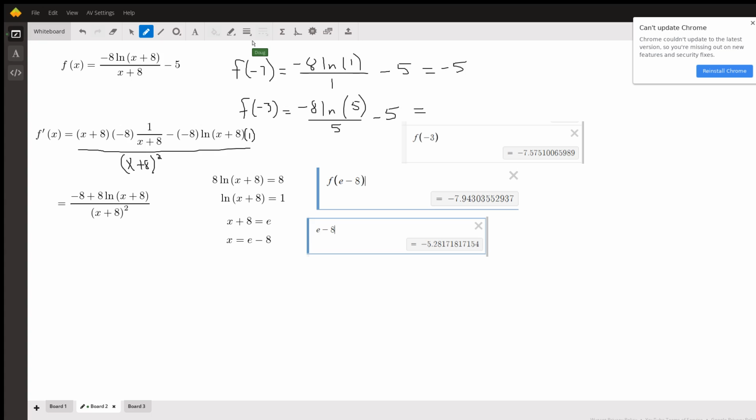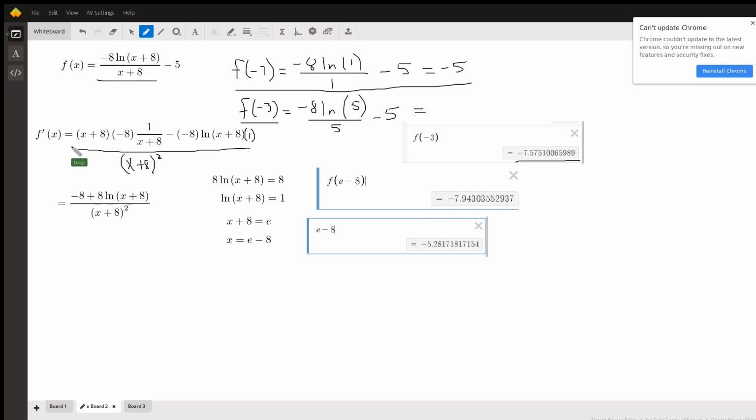And by the way, here is f of -7. That's easy to evaluate because we get ln of 1 here, which is 0. E to the 0 produces 1. And so this term is 0. We get -5. F of -3, we don't have an exact value there yet, but we can do that. But anyway, we need to find the first derivative using the quotient rule on this first term.